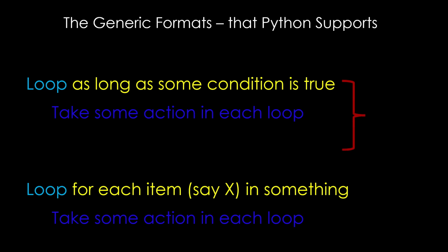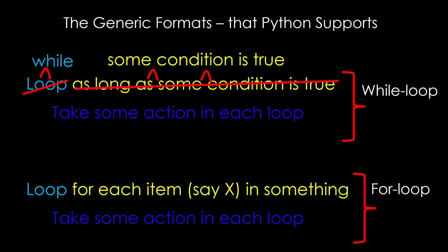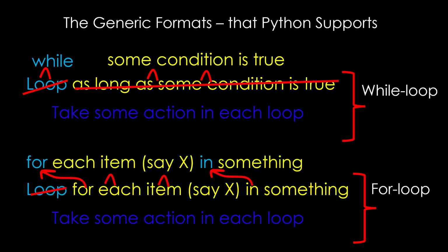In the former case, the loop is called while loop, and in the latter case, the loop is called for loop. This is because the loops can be written more succinctly with the words while and for. The first loop is read like: while some condition is true, take some action in each loop. Likewise, the second loop is read like: for each item X in something, take some action in each loop.